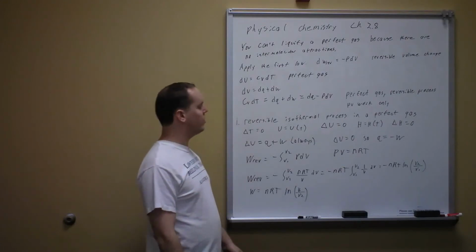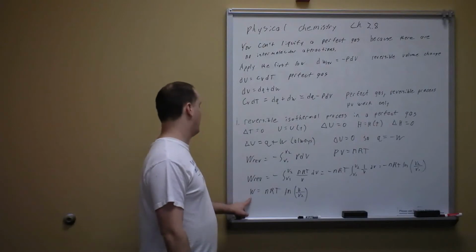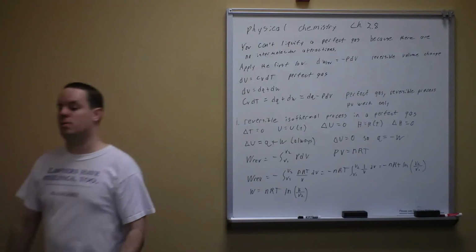We can get rid of the minus sign just by flipping that fraction upside down. So we normally write it as work is equal to nRT times the natural log of volume 1 divided by volume 2.